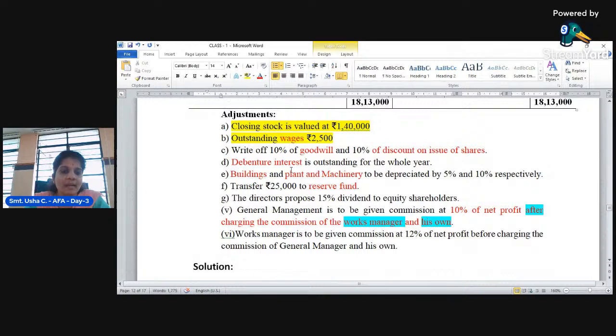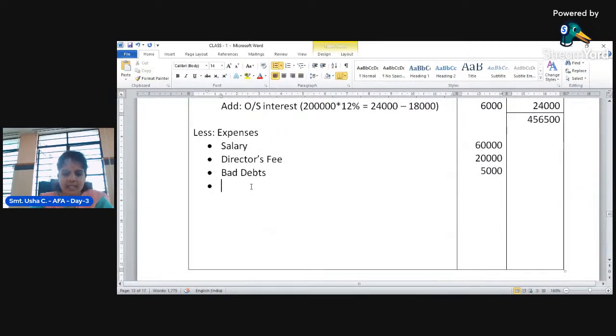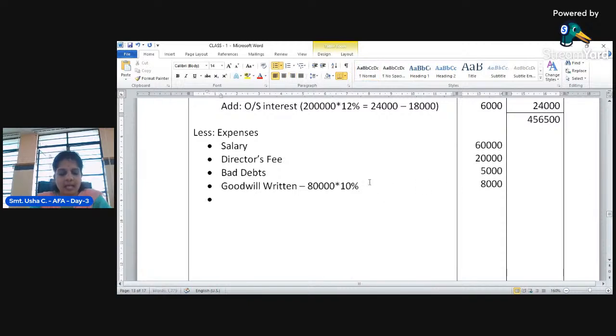There are the items relating to the profit and loss expenditure that must be taken into consideration. First is goodwill. Look here, write off goodwill and discount on issue of shares. Only one time we are adjusting here in the profit and loss. So I'm marking here in yellow. First one is goodwill written off. What is the amount of goodwill? Amount of goodwill is 80,000. At the rate of 10%, we need to charge goodwill written off. That is 8,000.